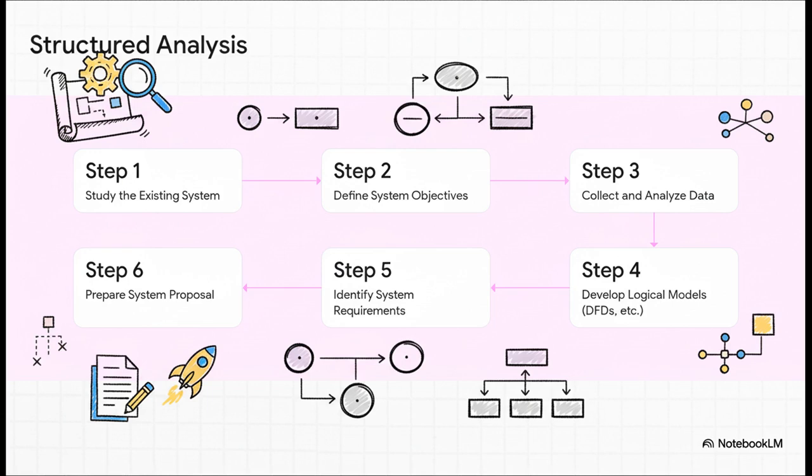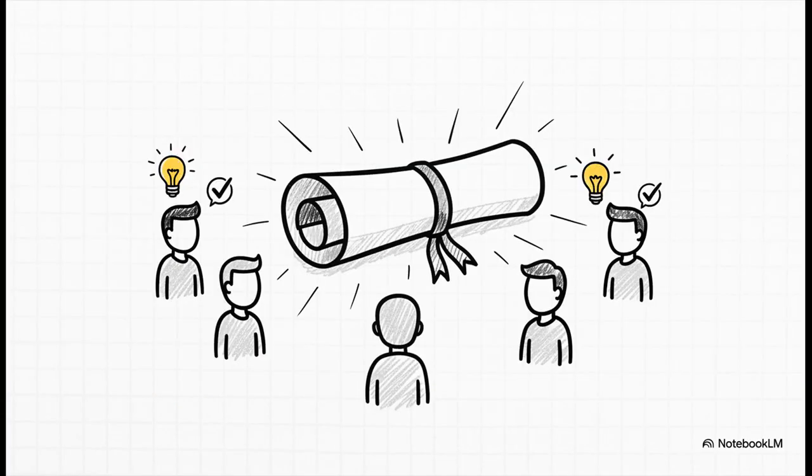Those models make it easy to nail down every single requirement before you wrap it all up in a formal proposal. So what do you get at the very end of all this work? You get one single master document, the System Requirements Specification, or SRS. This is the blueprint. This is the single source of truth that you hand over to the developers so they can build the right thing the first time.